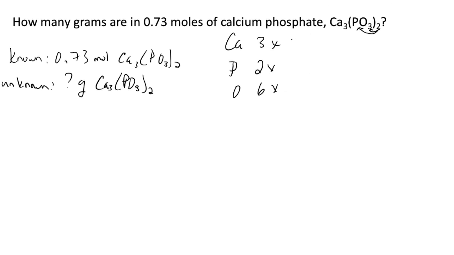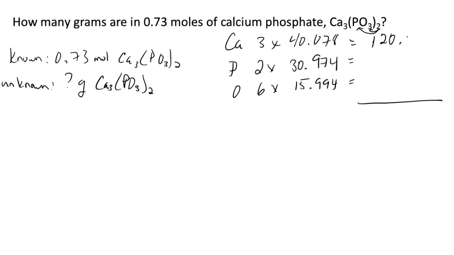Calcium, looking at our periodic table, has a molar mass of 40.078 grams per mole for 1 calcium. Phosphorus has a mass of 30.974 grams per mole for 1 phosphorus, and oxygen has a mass of 15.994 grams per mole for each oxygen. Calcium has 20.234 grams per mole in this molecule. Phosphate has 61.948 grams per mole in this molecule.